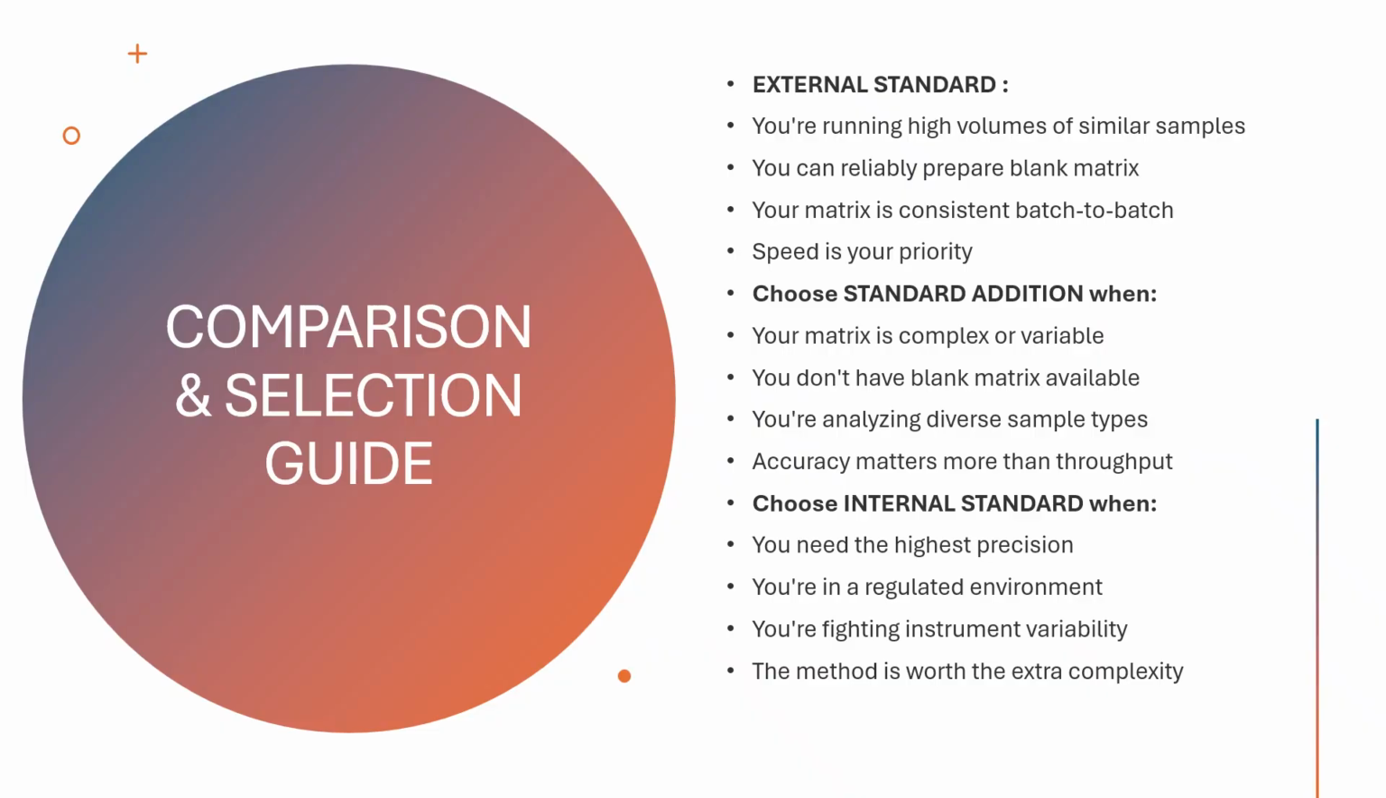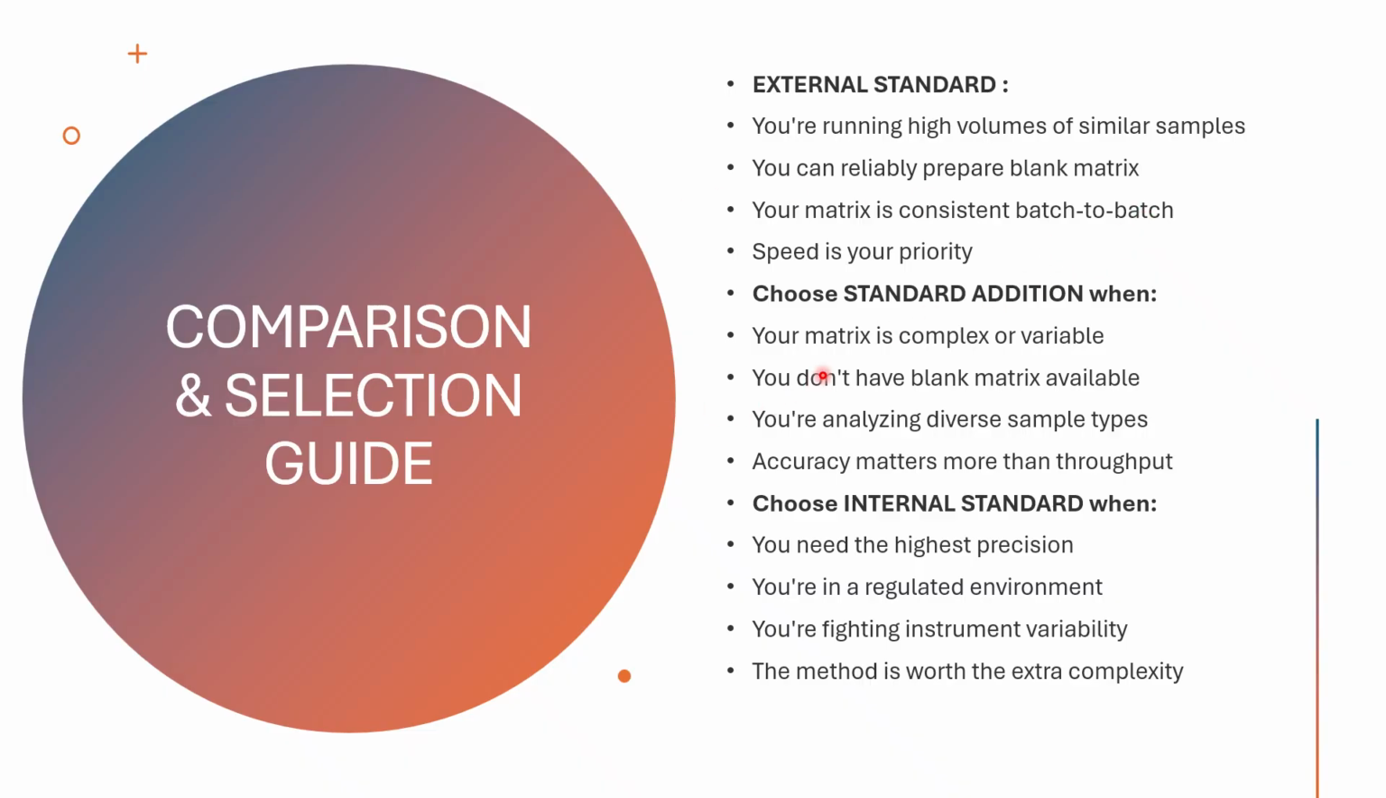Okay, so you might be wondering, which method should I use? That's a great question. Let me give you a quick decision tree over here. So when to use the external standard? When you're running high volumes of similar samples, you can reliably prepare blank matrix, your matrix is consistent batch to batch, and speed is your priority here.